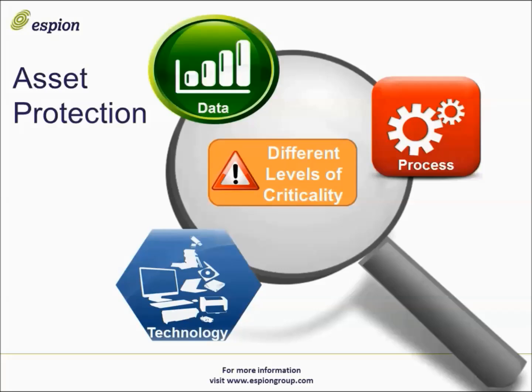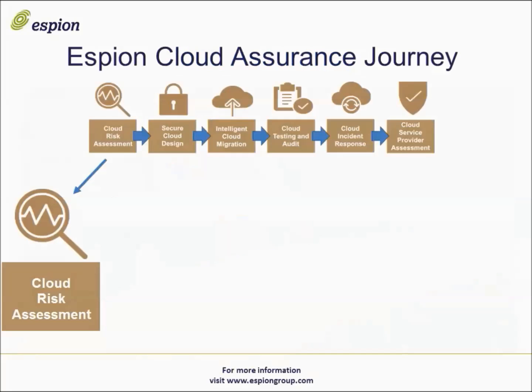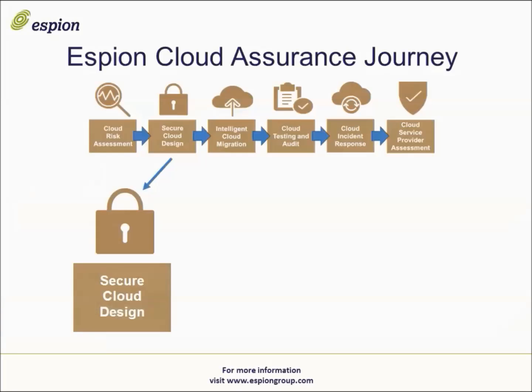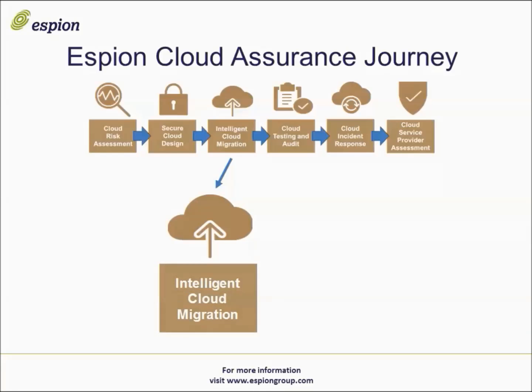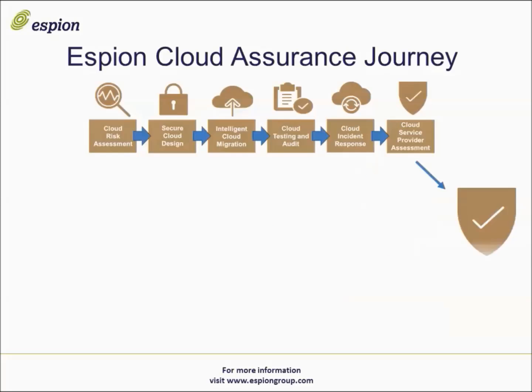And when we talk about risk assessment and asset protection, we're really looking at the first step in your cloud journey. So a cloud journey is really your roadmap from how you get from your traditional environment securely to a cloud environment. And this can be anything from moving your CRM system from a traditional environment into a cloud environment. So you'd look at your risk assessment, your secure cloud design, intelligent cloud migration, cloud testing and audit, cloud incident response, and cloud service provider assessment.